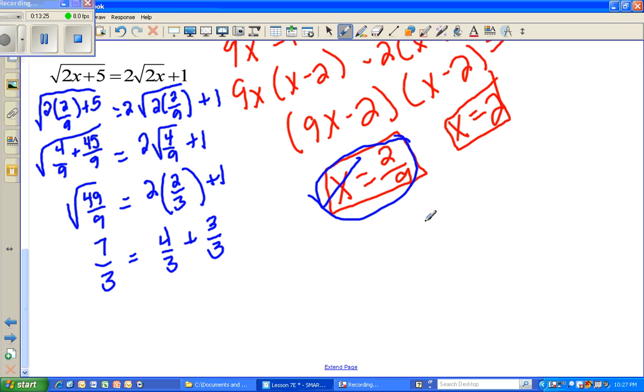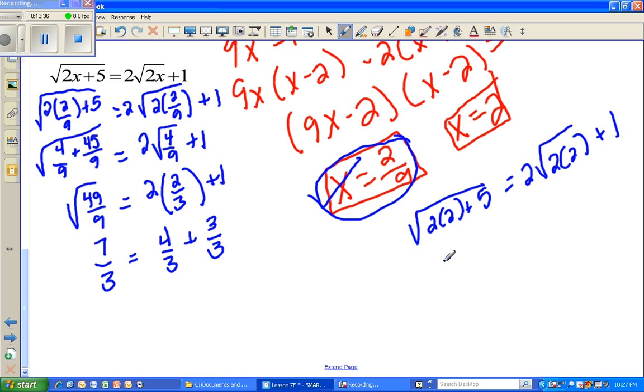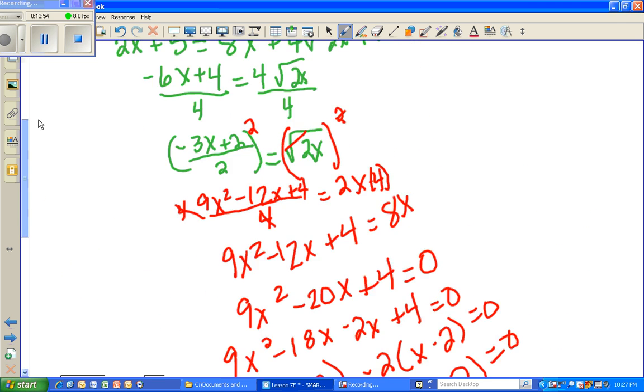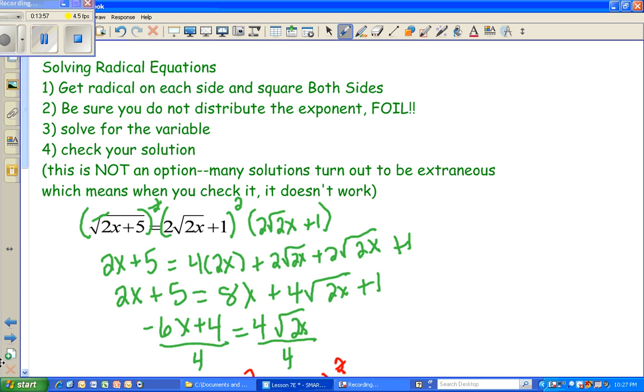And then you want to do the same thing with our 2. So we're going to go 2 times 2 plus 5 is equal to 2 square root of 2 times 2 plus 1. So that's the square root of 9. So this is going to give you 3, and this is going to give you 5. So that guy's not going to work. So you're going to keep the 2/9, but you're not going to keep the 2. Now, I don't want you to think that you always ditch one of them. You might keep both of them, and that's okay too.